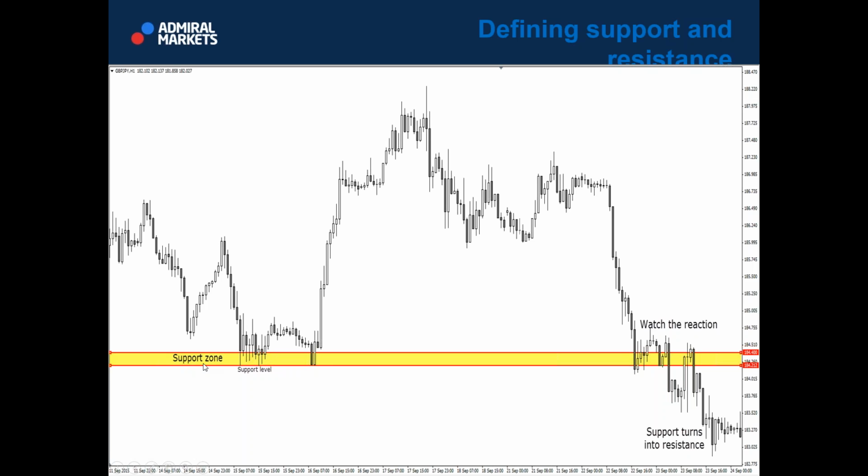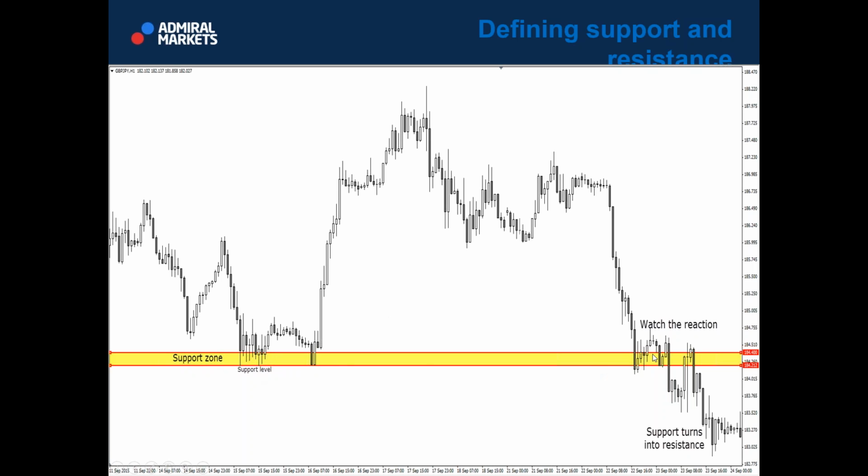Now you should always pay attention to that. This is your support zone in yellow, and this is your support level. Treat that respectfully. It's not the same. Support level is not the same as support zone. Now, this is the past, right? Now look what happened in the present.